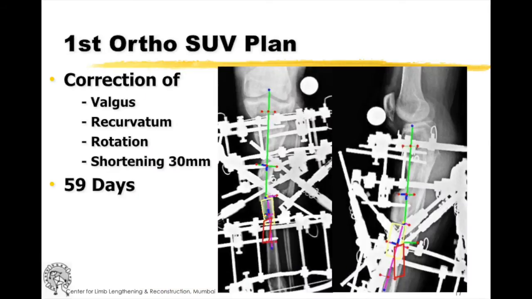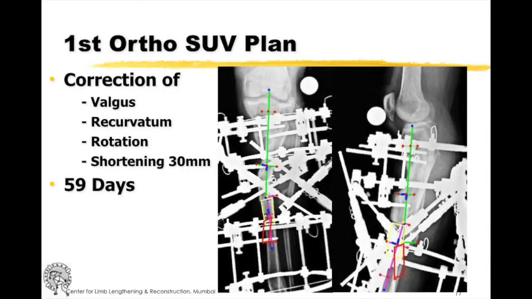And this software has got one good feature that it shows you. You see the yellow outline and the red outline. The yellow outline is the outline which you make of the distal fragment, and the red outline is what the software then projects, that at the end of this correction what it is going to look like. So you get a visual cue as to how things are going to improve.